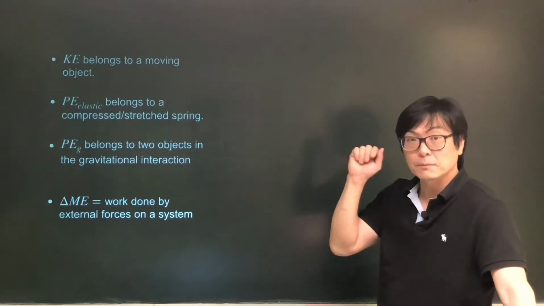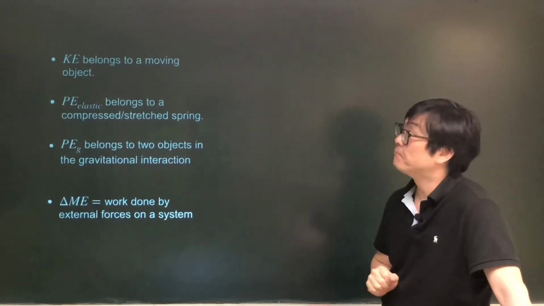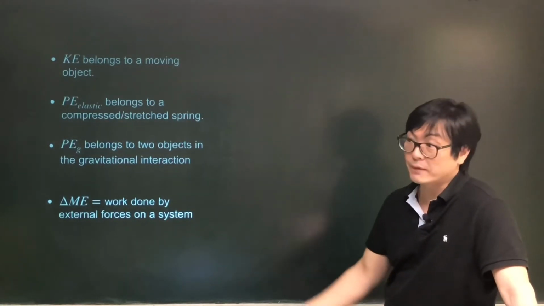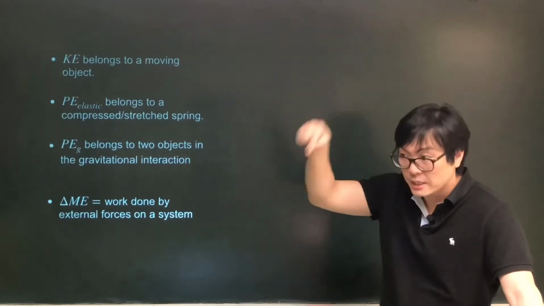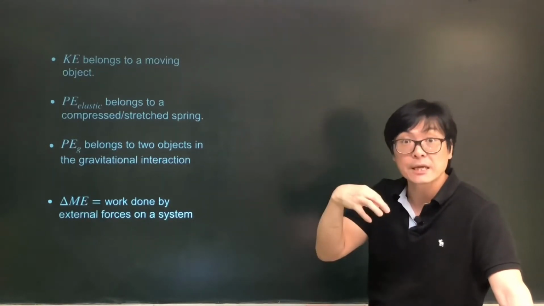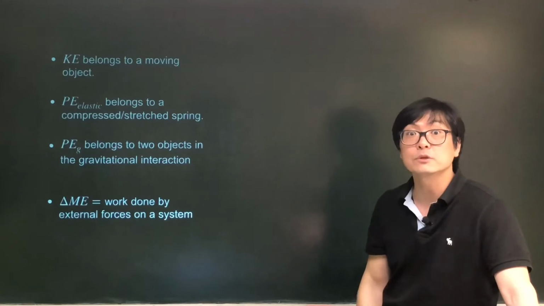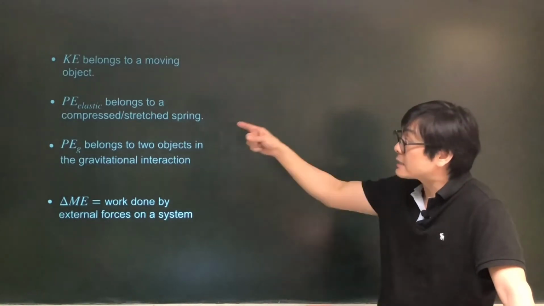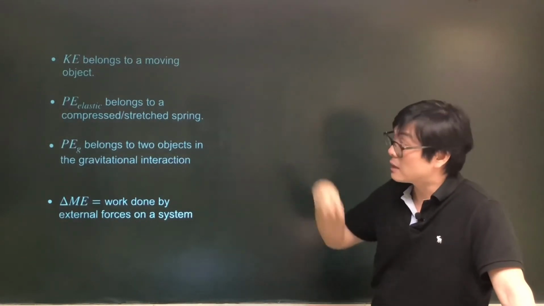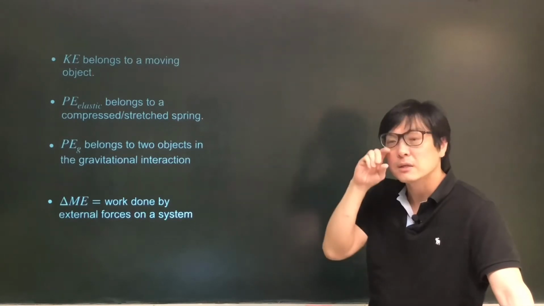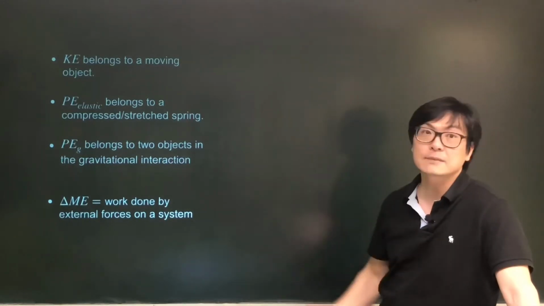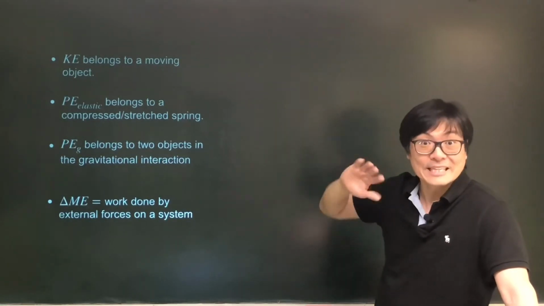Now we have the block, spring, and the Earth. Kinetic energy belongs to a moving object. Whatever object is moving has kinetic energy, so if you have that object in your system, yes, you have kinetic energy, and you have to consider it one part of your total mechanical energy. Elastic potential energy belongs to a compressed or stretched spring. If you consider the spring as part of your system, yes, you should consider elastic potential energy. These two are kind of easy.